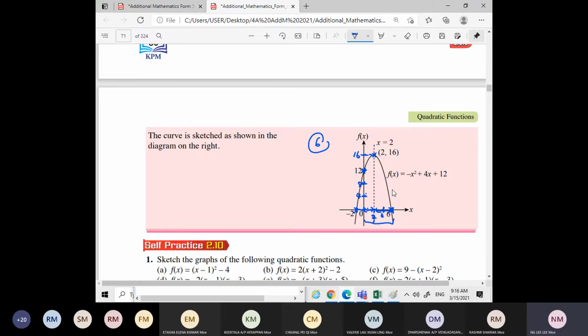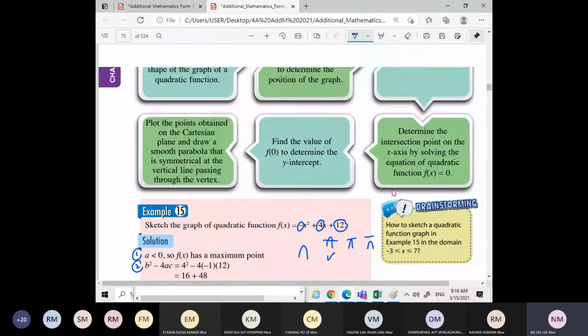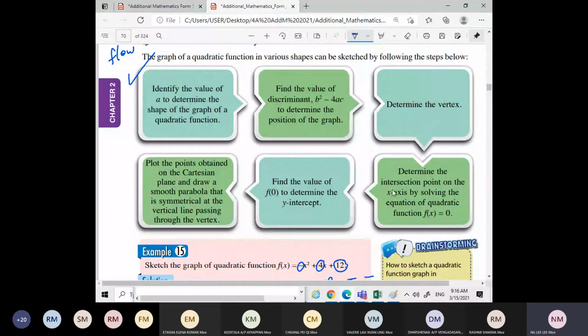I want to go back. We repeat the steps. I want you to be able to memorize them immediately. So step number 1, the a. Step number 2, the discriminant. Step number 3, the vertex. Step number 4, the x-intercept. Step number 5, the y-intercept. Then last is sketch the graph.